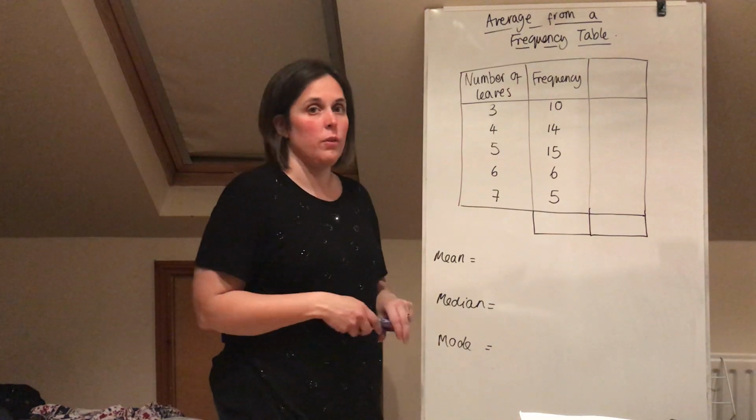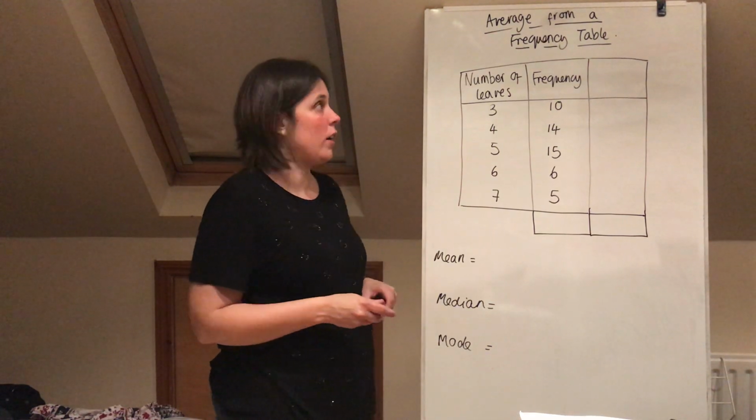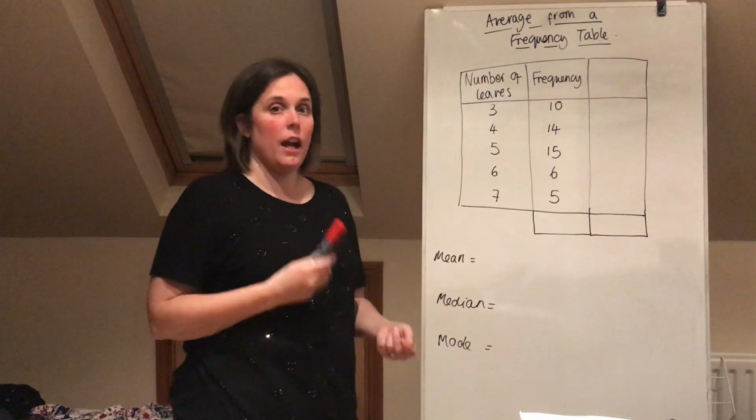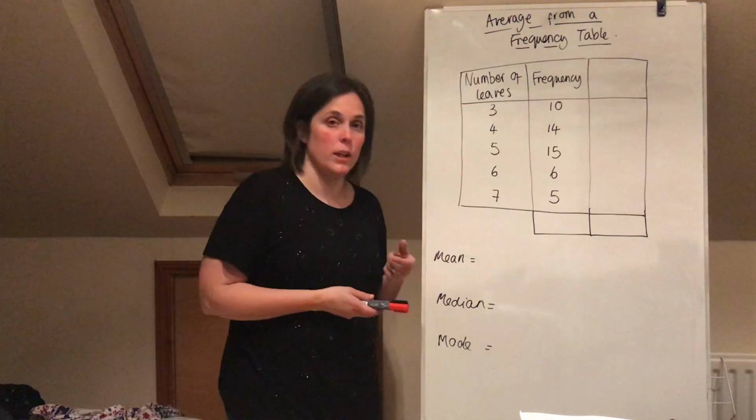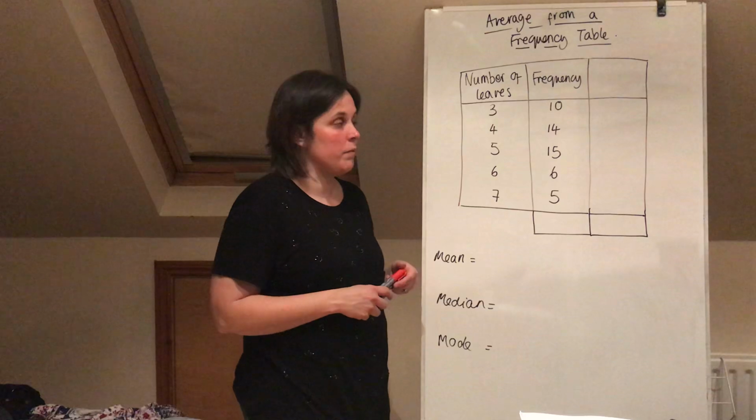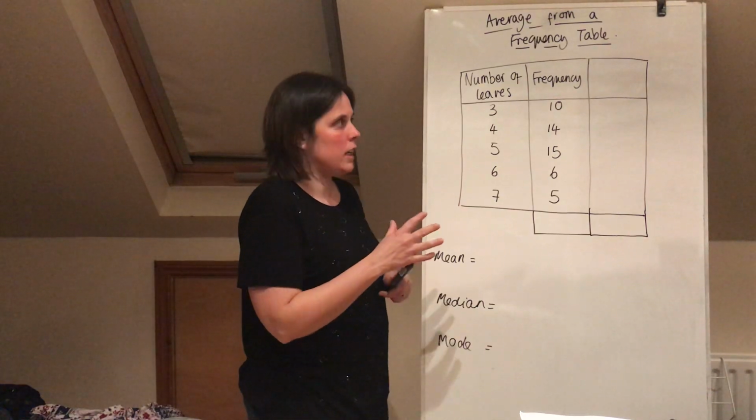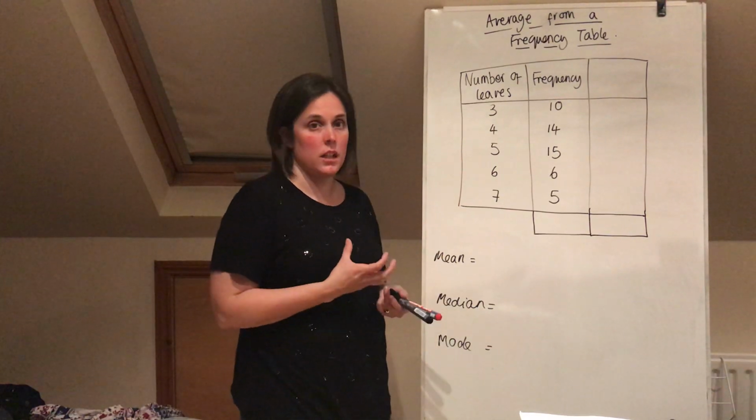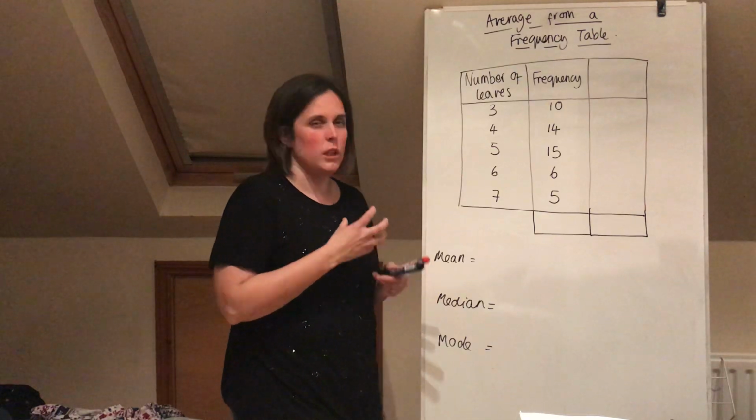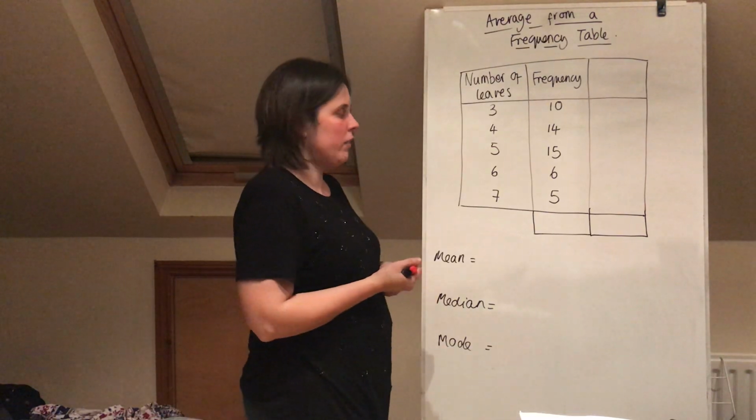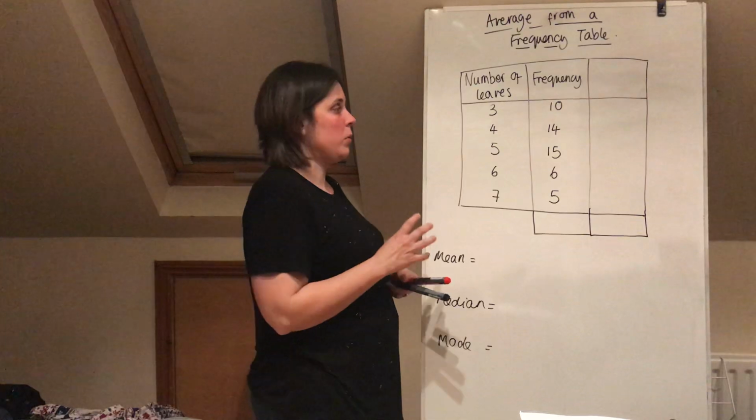Hi, so in this video we're going to carry on from where we left off last time, basically looking at averages still, but this time I'm going to look at a frequency table rather than raw data. A frequency table is basically where the data's been collated a little bit more easily, so possibly you've got more data than you would normally have, but I'm giving you quite a simple example here.